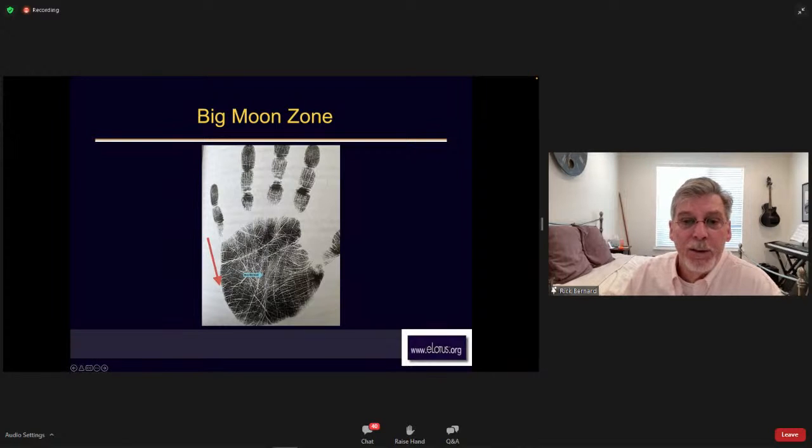There's two lines actually that go up towards Saturn, vertical lines. You can see those are career lines. And sometimes when you have two lines like this, it's having two careers. It's what do I want to do?